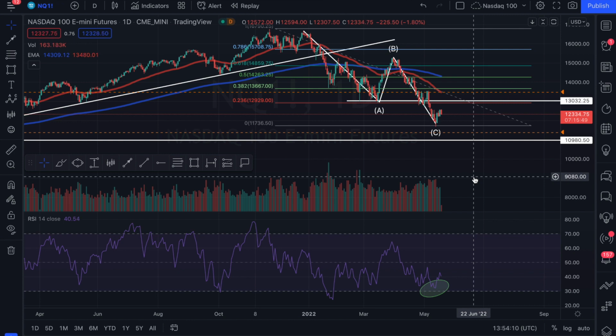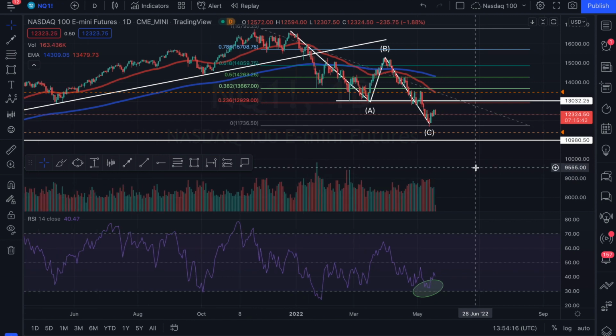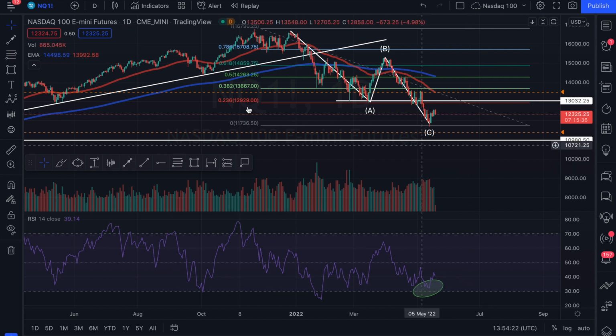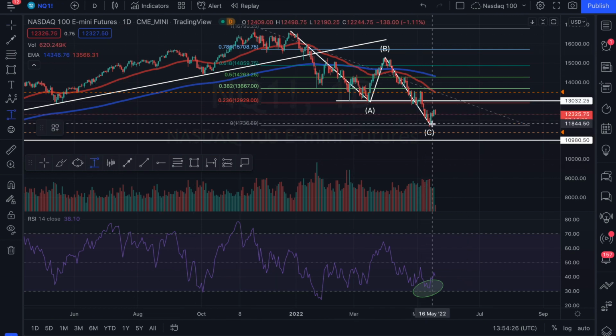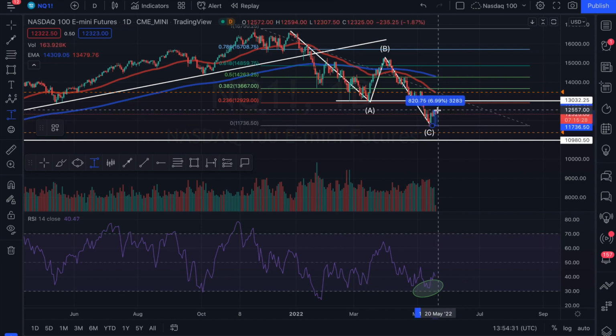But let's get into the NASDAQ 100. The US trading session has just opened about an hour ago, and at this moment in time we're down around 1.5% for the NASDAQ 100, which is understandable due to the high volatility we have seen over the past couple of days.